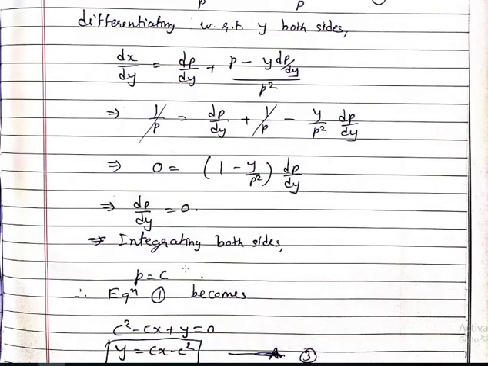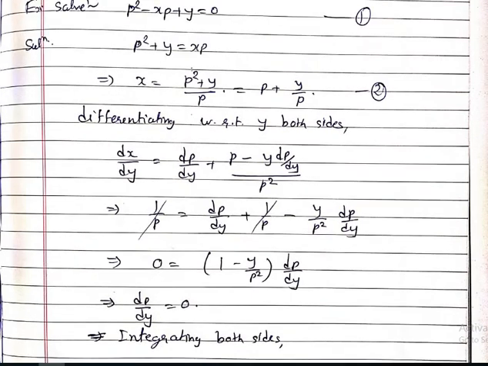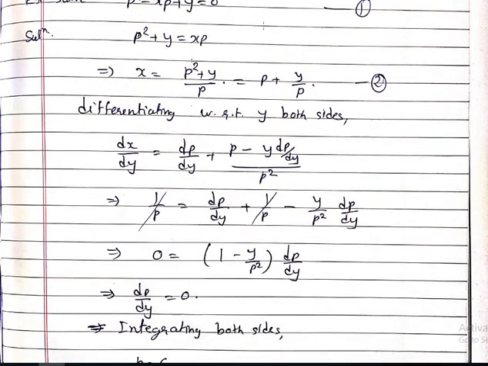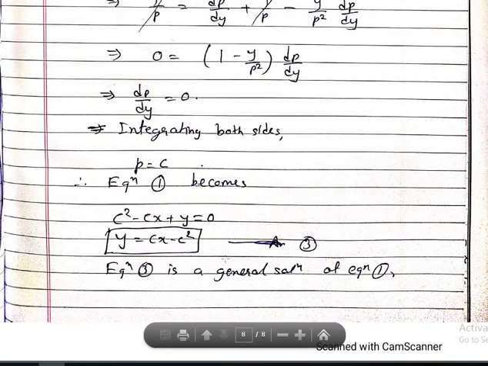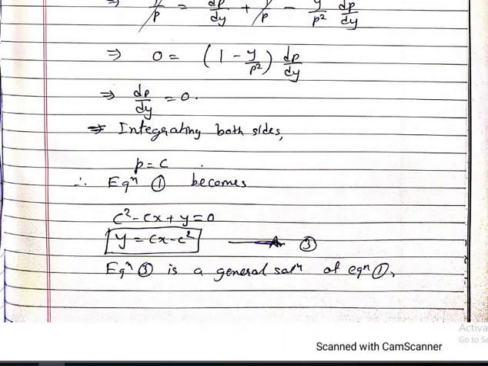And once you have p is equal to c, if you put this c in equation 1, then equation 1 will be of the form c square minus xc plus y is equal to 0. And that will give y is equal to cx minus c square. This equation is the general solution of your equation 1. Okay, it is not necessary that your equation can always be solved in the form of constant, y and x. It may be in the form of parameters also. So please remember it.